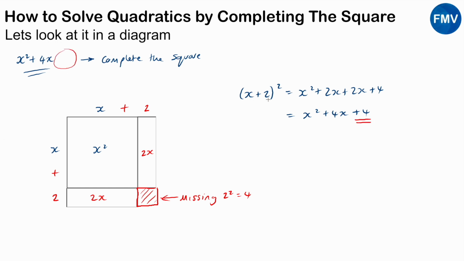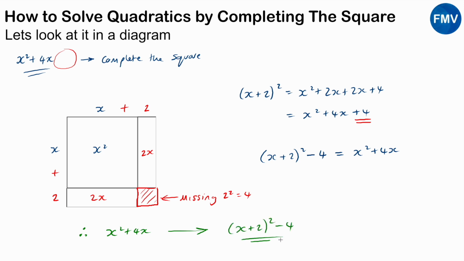So x plus 2 all squared is not the same as x squared plus 4x. However, x plus 2 squared minus 4 is the same as x squared plus 4x. So therefore, x squared plus 4x in completed square form is x plus 2 squared minus 4. That's the completed square form. And let's have a look at how we can go from here to here without having to draw a diagram.